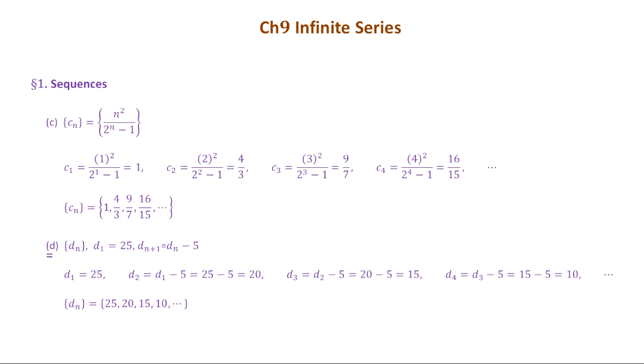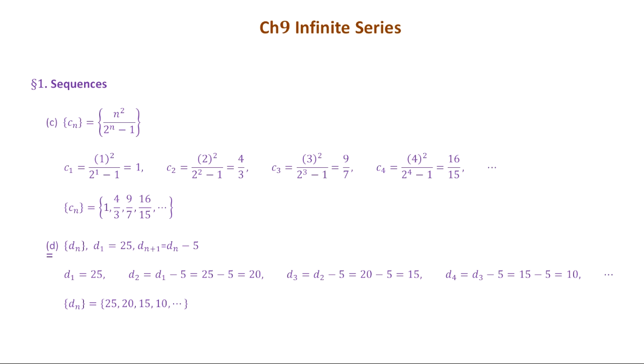The next term will be 3 squared over 2 cubed minus 1 if you plug in 3 for n in the formula. So 3 squared is 9, and 2 cubed is 8. So you get 8 minus 1 in the denominator, which is 7. So the third term is 9 over 7.